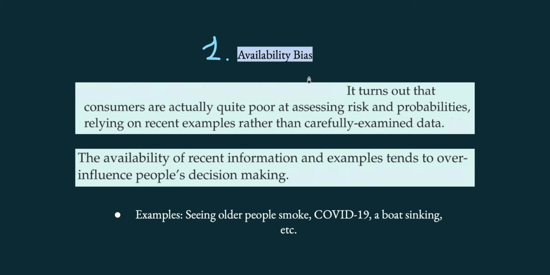Number 1 is availability bias. Okay, so it turns out that consumers are actually quite poor at assessing risk and probabilities, relying on recent examples rather than carefully examined data.